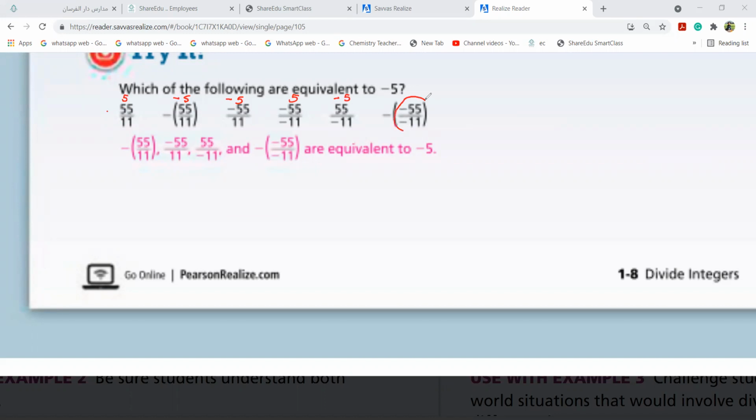Here, negative and negative is positive. See how I do it. I put a minus sign and I saw the parenthesis, so I have 5 in parenthesis, and when I open this, I get negative 5. So what is my answer? My answer is this, this one, and this one. Circle them or write them again. They are equivalent to minus 5.